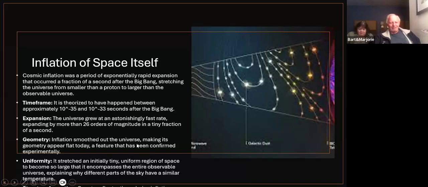The only problem with this was he didn't have any way in his theory to explain why it stopped. Okay, it does stop. It's been observed. So what's going on here?